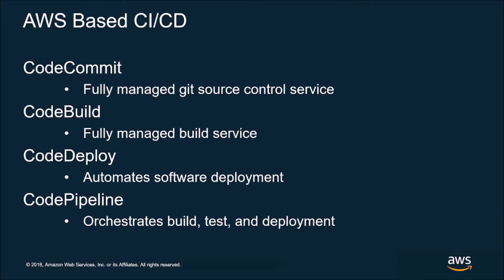So we have seen the source code, we have seen the build, and we have seen the deploy. To orchestrate all that into a pipeline, we have a service called CodePipeline. So you can have your source code repository as CodeCommit, you can have your build service as CodeBuild, and you can have your deployment done by CodeDeploy, and CodePipeline will help orchestrate all those things for you.